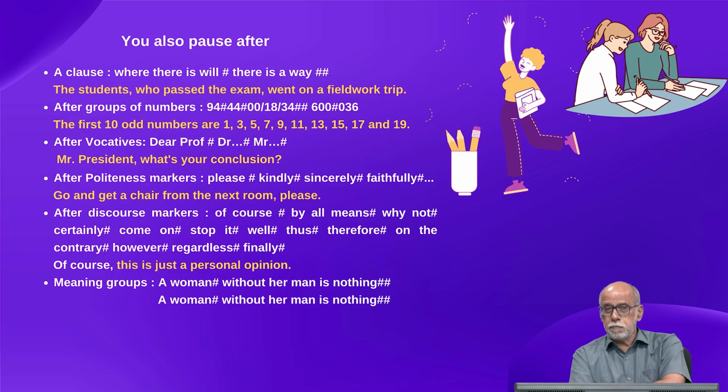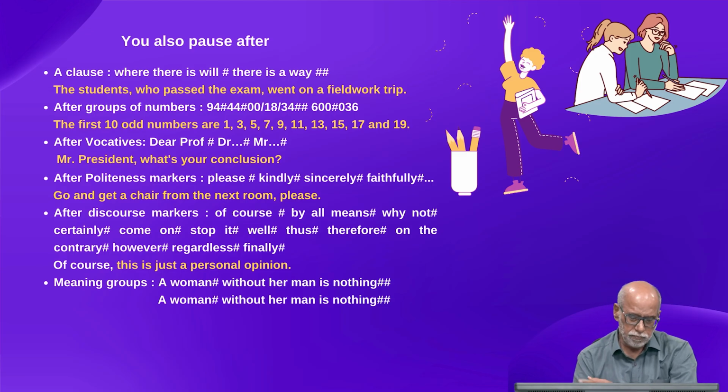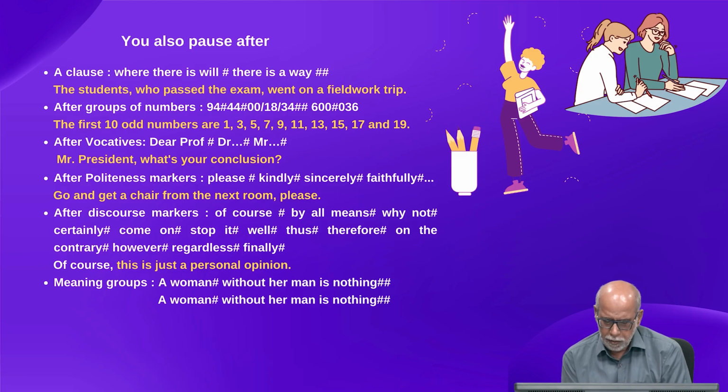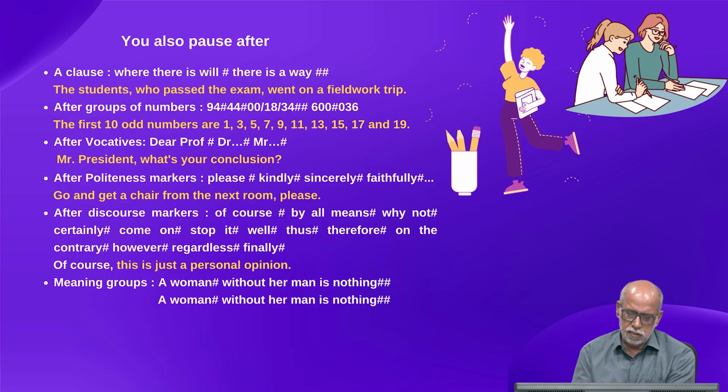Somebody asks you, is this a piece of research? And you can jolly well say, no, it is not. Your no can be a phrase by itself. You can say, no, it is not. Similarly, meaning groups are words that together make one meaning group. Say, for example, if you say a woman without her man is nothing. But you cannot just say a woman without her man, then they don't make sense.